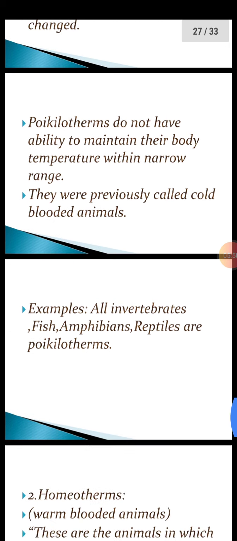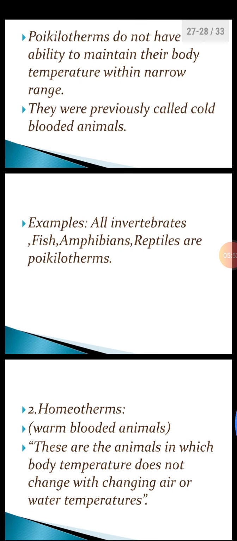They were previously called cold-blooded animals. That is, they don't have the ability to maintain their body temperature. Examples are all invertebrates, fish, amphibians, and reptiles; these are cold-blooded or poikilotherms.